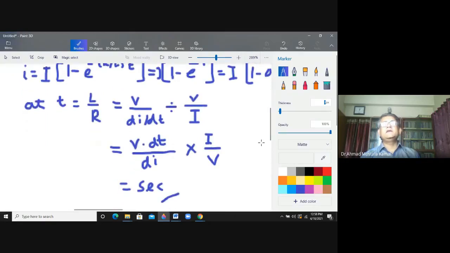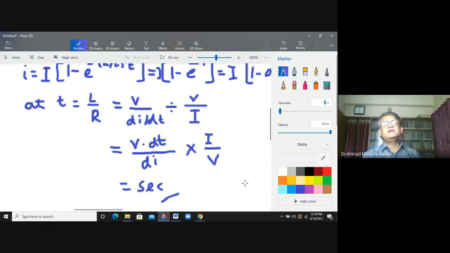L by R, L is inductance and R is resistance, but if you take the ratio, then it will give you time. If you multiply R and C, that will give you time. We have seen this kind of calculation several times. Like if you take the ratio of E and B, electric field and magnetic field, then you will get the velocity of light, the speed of light.